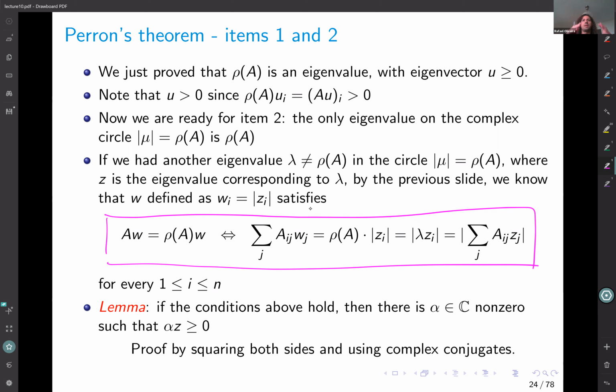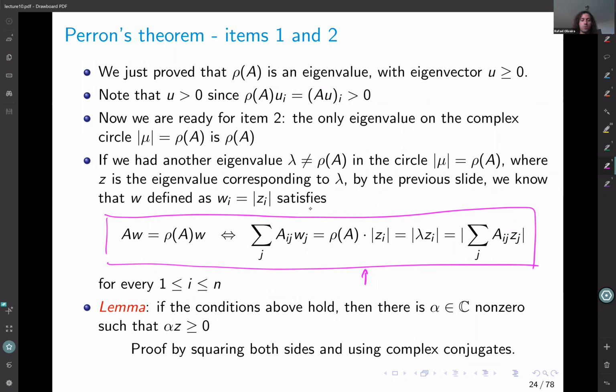This lemma is saying that if your eigenvector satisfies these conditions, then all the entries must be complex numbers with the same phase, like the complex angle of all the entries is the same. So you multiply by alpha, and you put them all back to non-negative reals. The proof is really not hard: you can just square both sides of the right-hand side here, and then use complex conjugates. If you want to see the details, they are in the notes that I referenced.